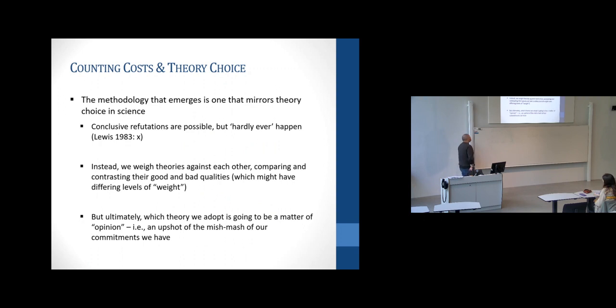This methodology mirrors theory choice in science. It does also mean that conclusive refutations of philosophical views are going to be very few and far between. Instead, we weigh theories up against each other, comparing and contrasting their good and bad qualities, seeing what costs we want to pay, what costs we don't find acceptable. And ultimately, which theory we adopt is going to be a matter of opinion. It's going to be an upshot of the mishmash of pre-theoretical things that we bought and whatever philosophical theories we've already accepted along the way.